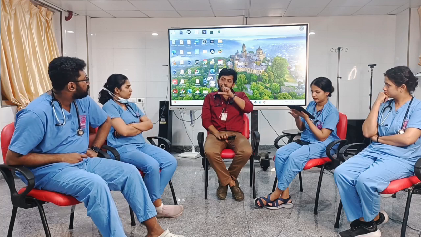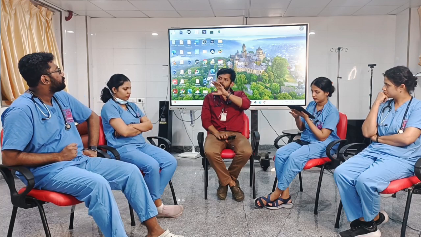CT scan we usually perform in a hemodynamically normal patient. So the take-home message is, any unstable patient, do not shift the patient to the CT room. Straight away do ultrasound. Only if the patient is stable should you shift the patient for CT.